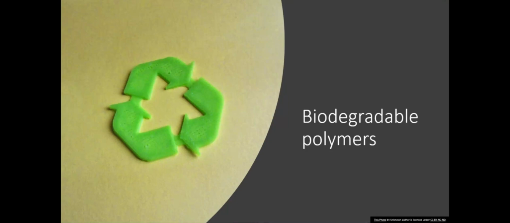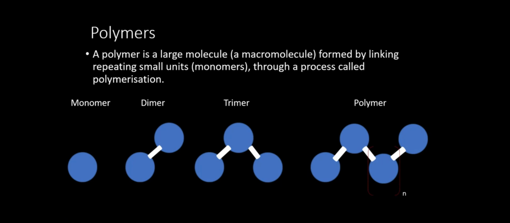Today I'm going to be talking about biodegradable polymers. But before I get into the nitty-gritty details, we first have to cover the basics about polymers. So, what is a polymer? A polymer is a large molecule or a macromolecule formed by linking small units, monomers, through polymerization.